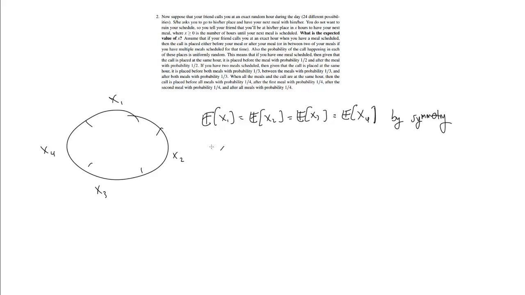And similarly, the sum of the xi's from i between 1 and 4 is 24. So therefore the expectation of xi is going to be 6. In particular, the amount of wait time between her phone call and your next meal is expected to be 6.